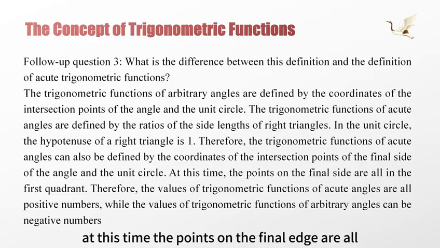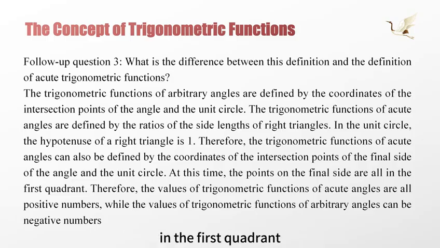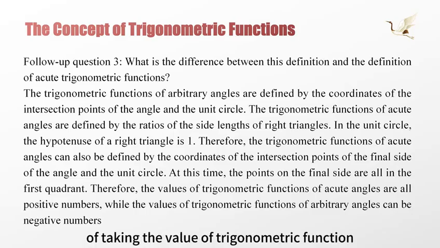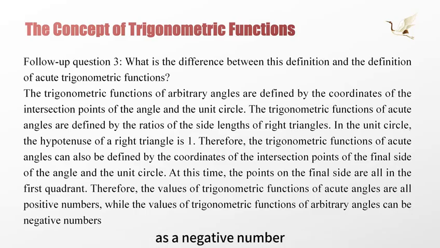At this time, the points on the terminal edge are all in the first quadrant, so the trigonometric function values of acute angles are positive, while the trigonometric function values of any angle can be negative. So what is the significance of taking the value of a trigonometric function as a negative number?